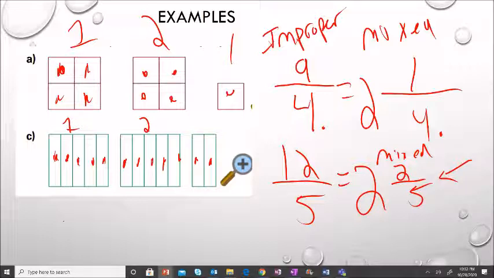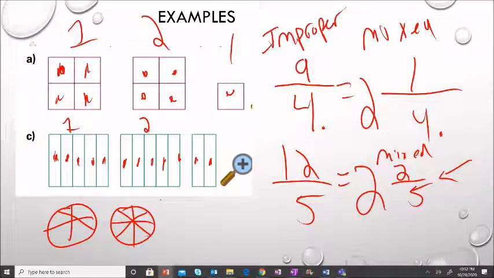Let's do one more. I'll do one down here, like this, a pie chart, and we'll color in this much. So I colored in 1 whole here, and then I colored in more. What you have to ask yourself first is, how many make a whole here? So we got 1, 2, 3, 4, 5, 6. So your denominator of your improper fraction is going to be 6.